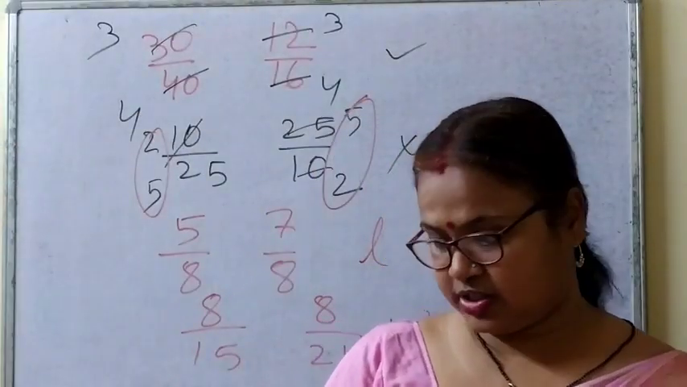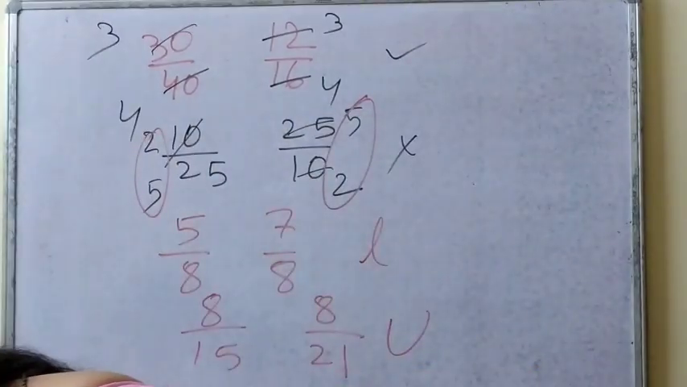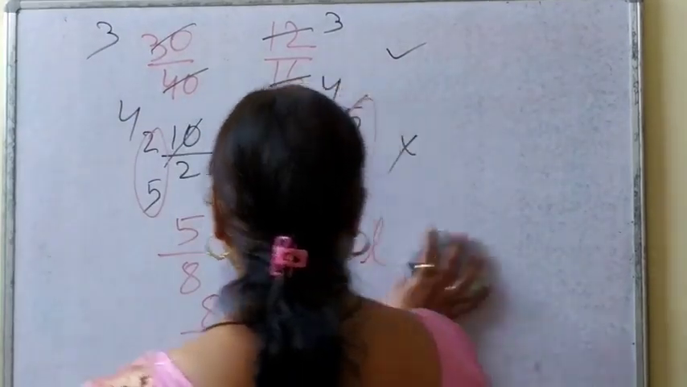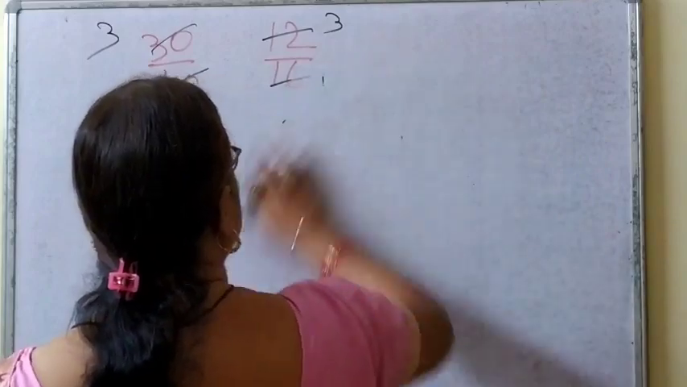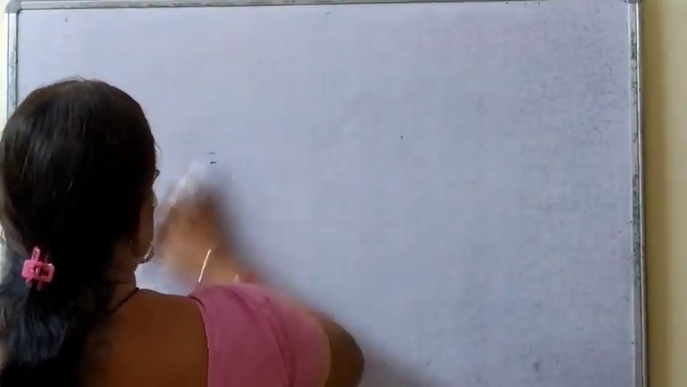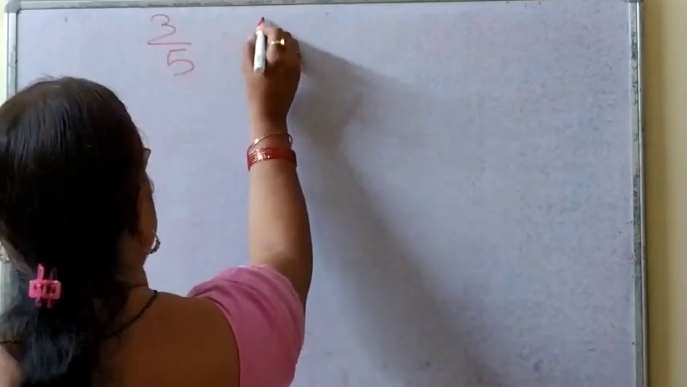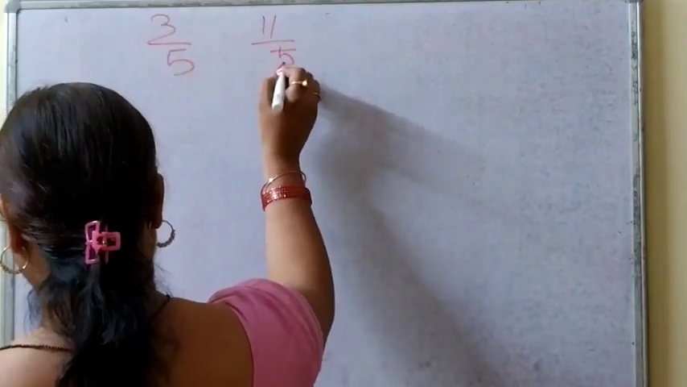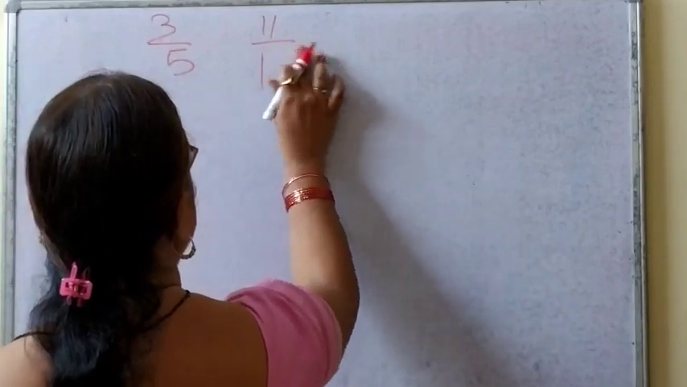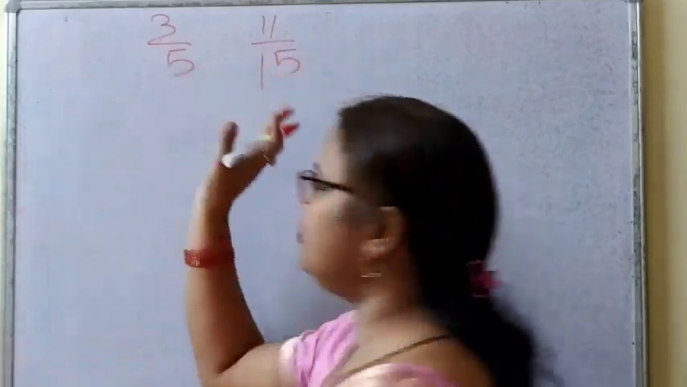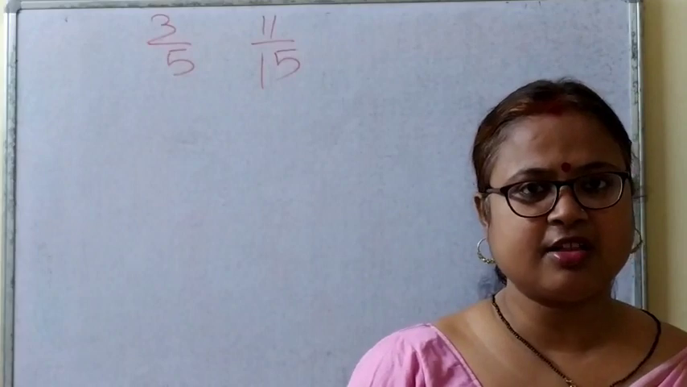Find the greater fraction. If you have to find the greater fraction, how will you find out? These questions are objective type questions. So orally also, if people ask orally, you can answer. So find the greater fraction, like 3 by 5 and 11 by 15. Which one is a greater fraction? You can answer very fast.